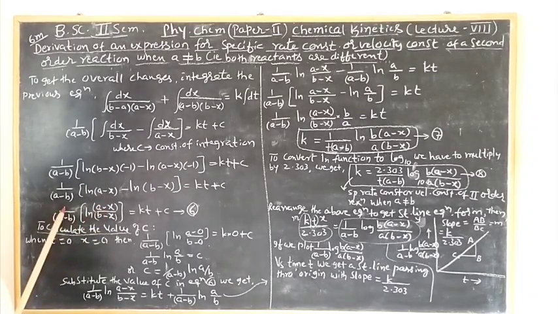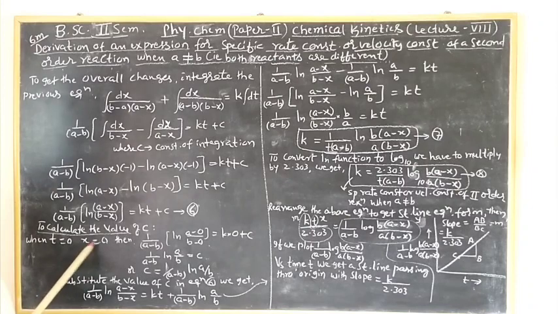According to that, this is 1 by a minus b into ln (a minus x) by (b minus x) is equal to kt plus c, equation number 6. To calculate the value of c, the constant of integration, we have to calculate here. So when t is equal to 0, x is equal to 0. At time t is equal to 0, there is no formation of product, so x is equal to 0.